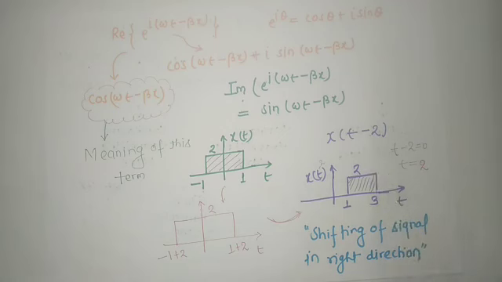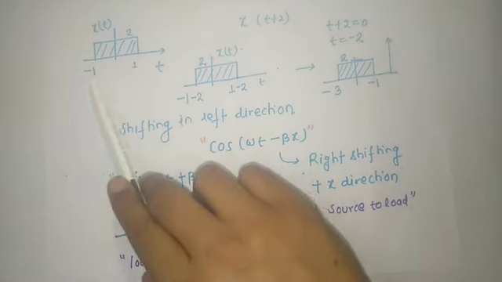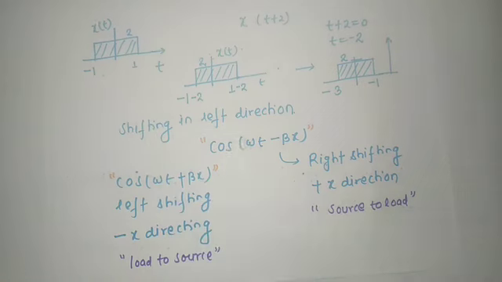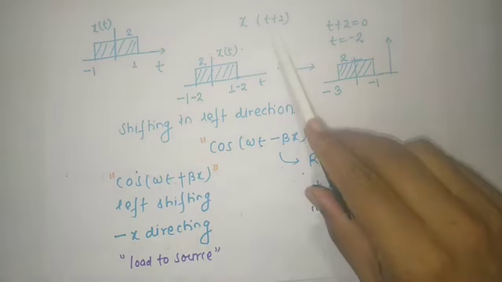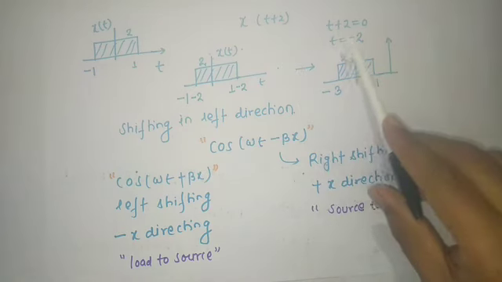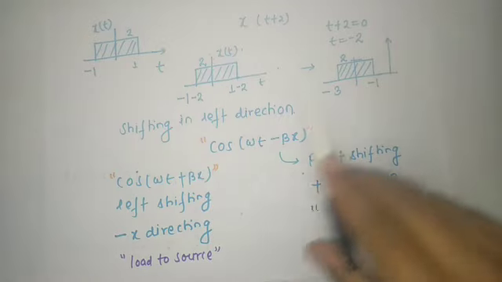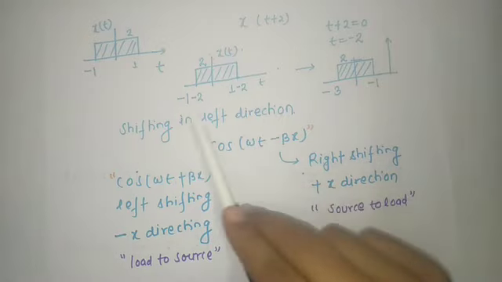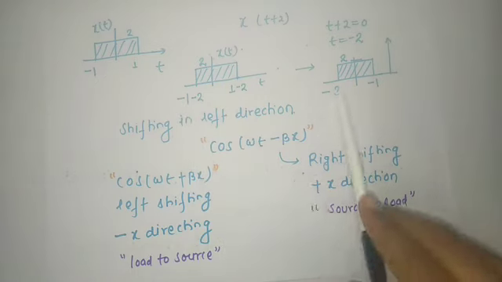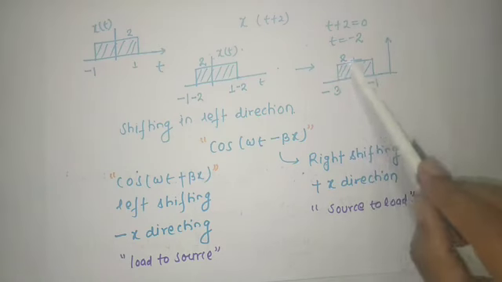Similarly, I am taking the same example. Again I have taken the same signal, from -1 to 1 with amplitude 2. If somebody says plot the graph of x(t plus 2), then you put t plus 2 equal to 0, so t is equal to -2. Everywhere you have to add -2, everywhere meaning on the time axis only. So -1 minus 2 becomes -3, and 1 minus 2 becomes -1, meaning the graph will be plotted from -3 to -1.